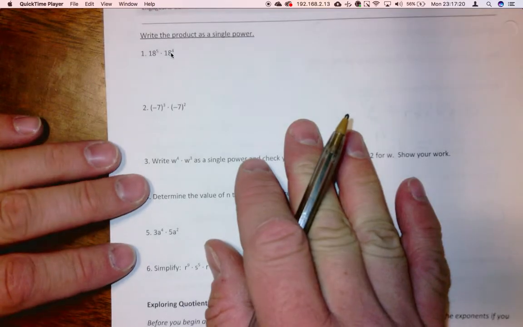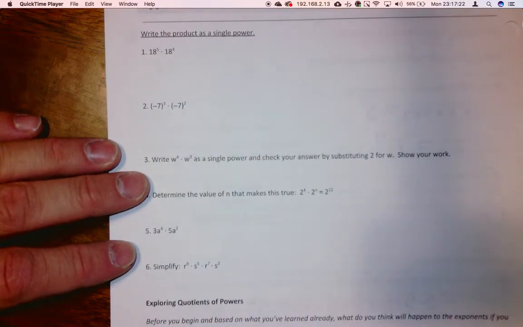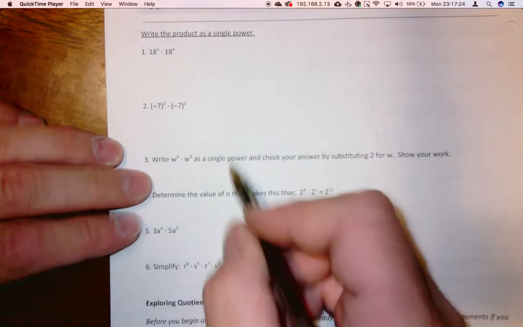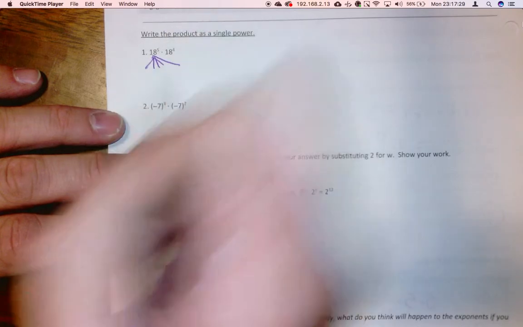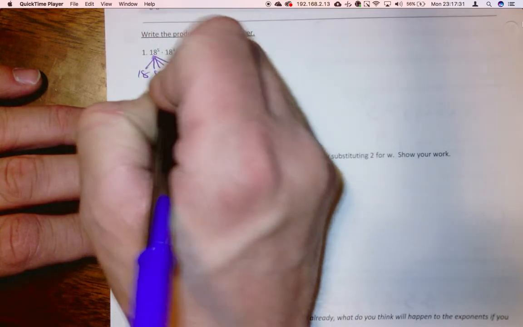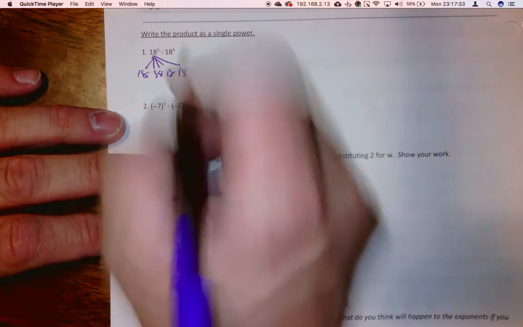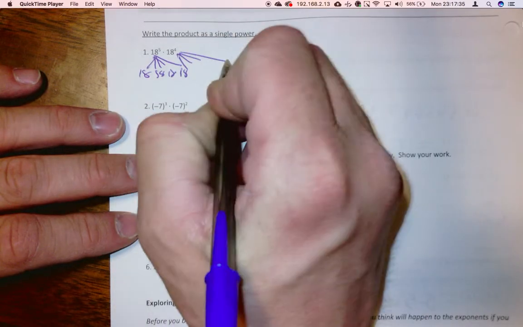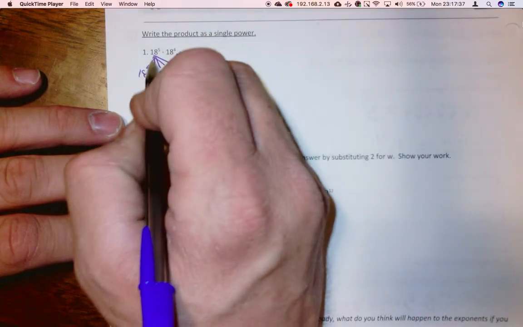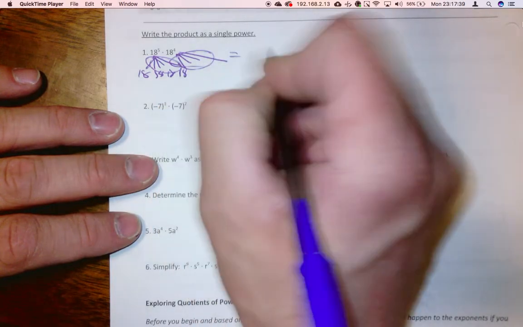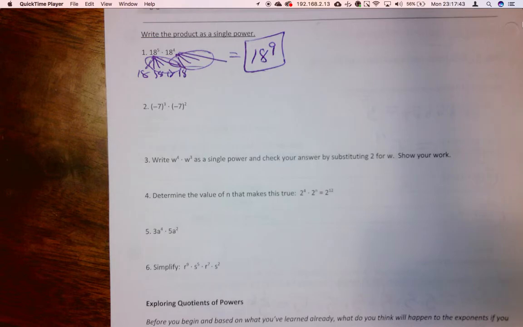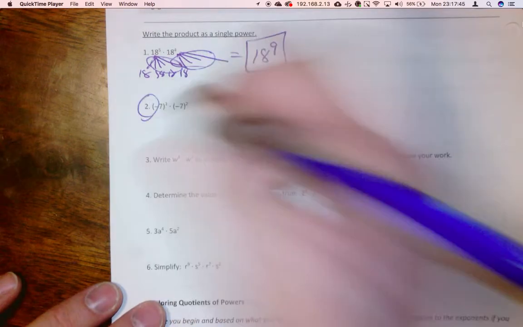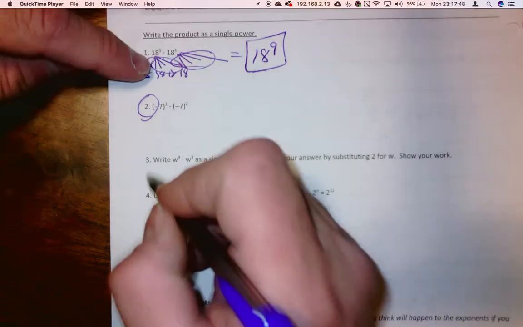Turn the page. So in this page, we have 18 to the fifth power and 18 to the fourth power. We could write out 1, 2, 3, 4, 5 18s. That would be annoying, be too much. We could write out 1, 2, 3, 4 18s. But in reality, we're going to write down 5 plus 4 of them. So 9. Done. Please do number 2. Please do number 3.